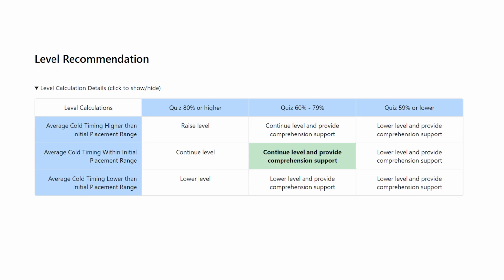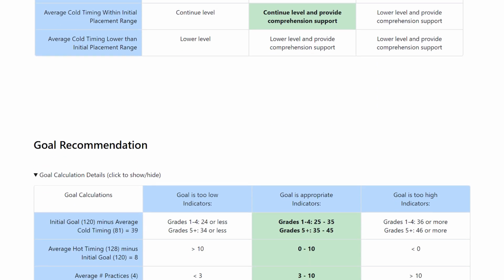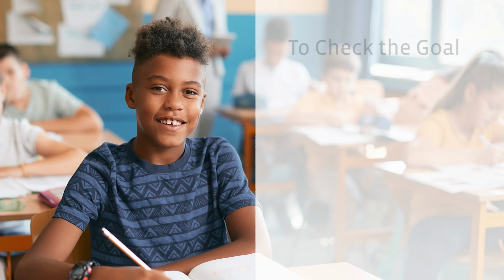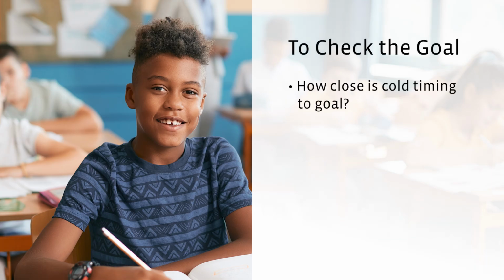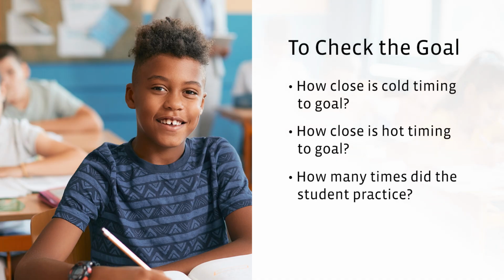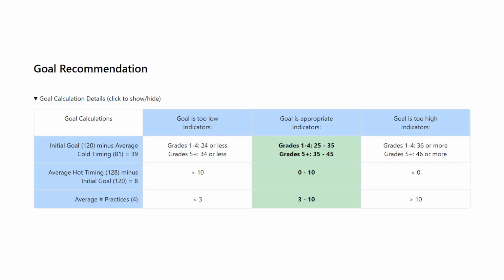Cabe's level will continue unchanged, but what about his goal? The calculator recommends continuing the goal as well. Let's find out why. To check the initial goal, ask, how close is the cold timing to the goal? How close is the hot timing to the goal? And, on average, how many times did the student practice?